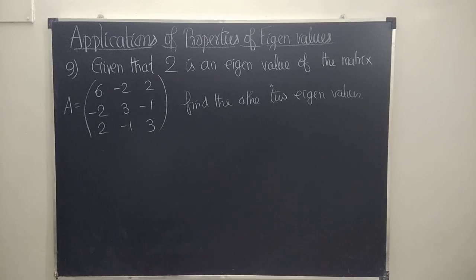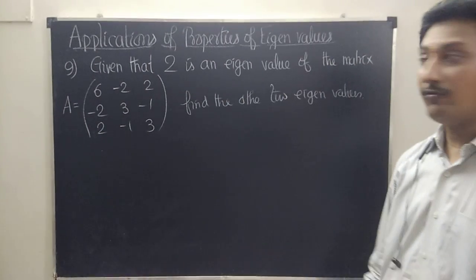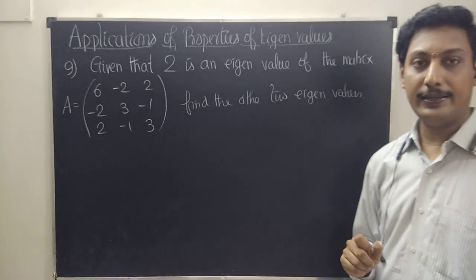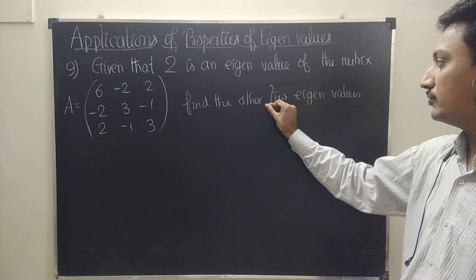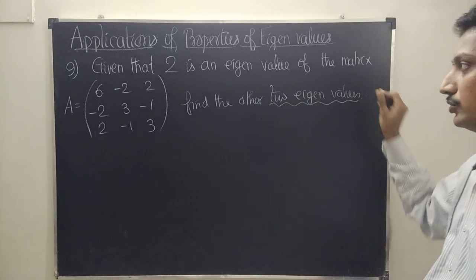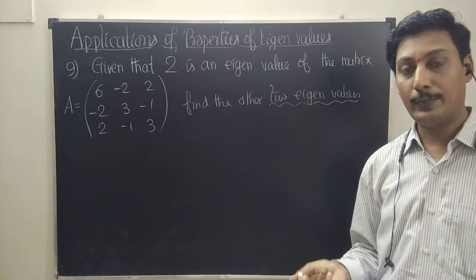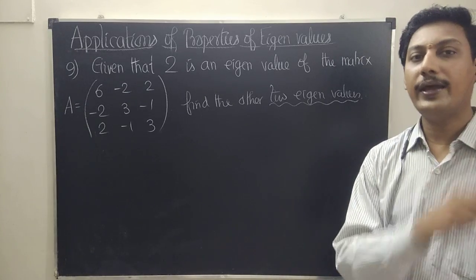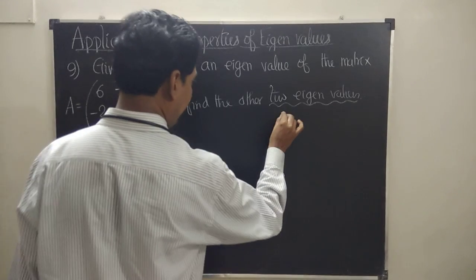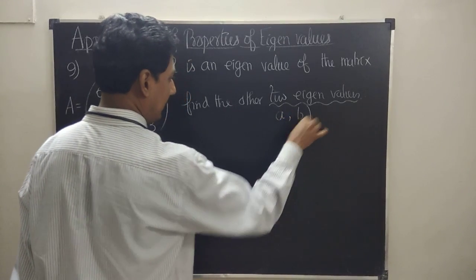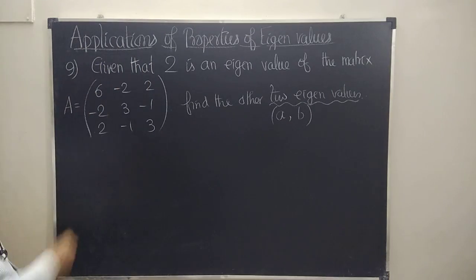The 9th one: given that 2 is an eigenvalue of the given 3 by 3 matrix A, find the other 2 eigenvalues. Usually we have 2 eigenvalues and need to find the third, but this time it is reversed. Only one eigenvalue is given. What about the other 2 eigenvalues? Can we name them A comma B? I need to find A comma B because there are 2 eigenvalues and 2 is given.